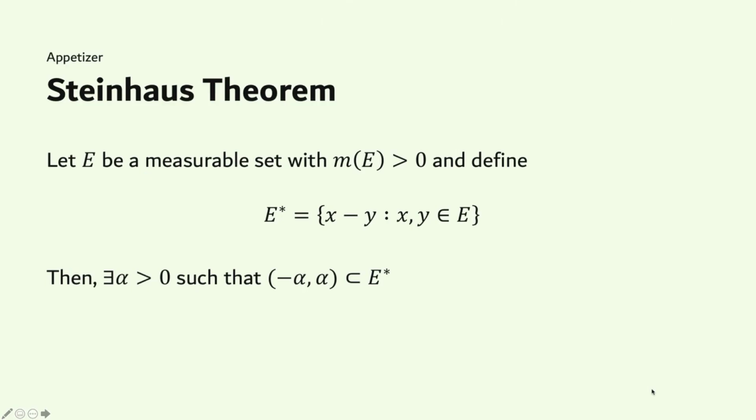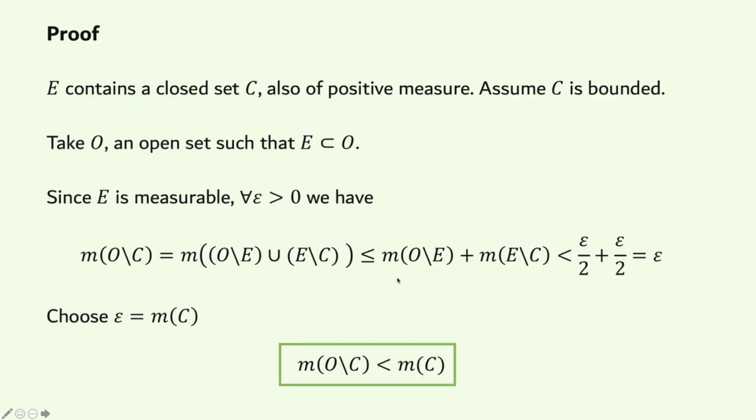So before talking about the measurable additive function, we're going to start with a lemma called the Steinhaus theorem. What the Steinhaus theorem tells us is that if we have a measurable set E with positive measure, and we define this set E star, which is the set of all x minus y such that x and y are in E, then there exists an alpha that is positive such that the symmetric open interval (minus alpha, alpha) is included in E star. Okay, and we'll prove this.